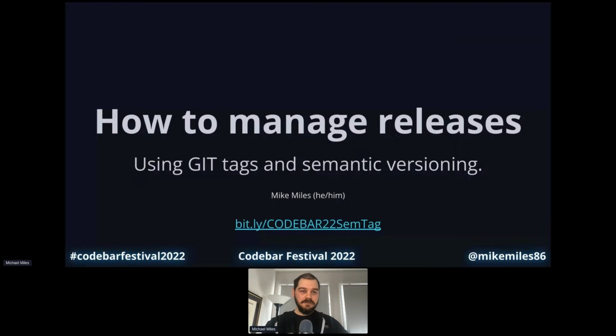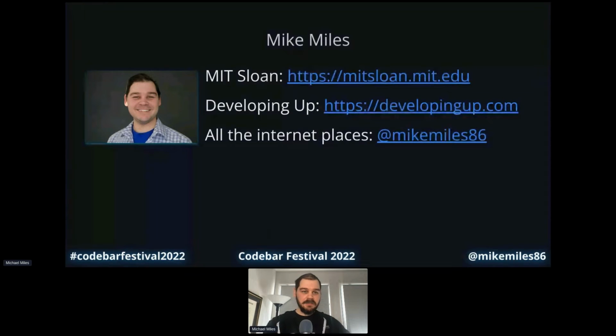Just a bit about myself before we get into the meat of things. So again, my name is Mike Miles. I've been working as a professional web developer for just about 15 years now. Currently, I am the director of web development for MIT Sloan, which is the School of Management, part of MIT, Massachusetts Institute of Technology. And so my role there is to manage the team of developers who's in charge of the main school website, which is mitsloan.mit.edu, and some other web properties as well. So we use semantic versioning and Git tags to manage our code base. So I'm excited to share this.